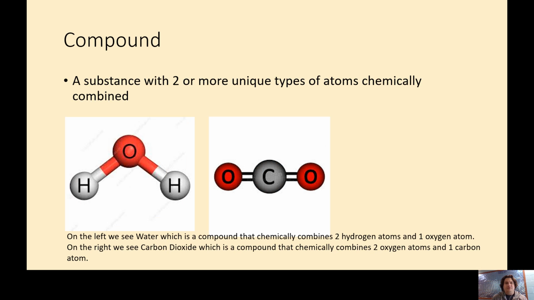So similar to molecules, we have this idea called a compound. So a compound consists of a substance with two or more unique types of atoms. So going back to my molecule example of water with two hydrogen atoms and one oxygen atom, I have hydrogen atoms and oxygen atoms, which means I have two unique types of atoms in this chemically combined molecule, which would make this molecule actually a compound. So it has the ability to be both. Another example being carbon dioxide, which has one carbon atom and two oxygen atoms. So I have two types of atoms, once again, making this a compound.